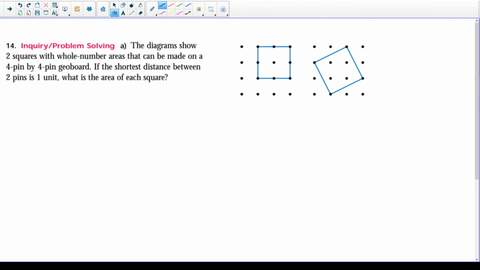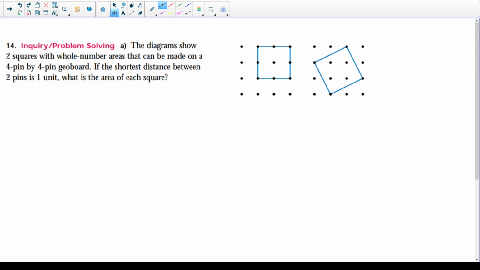So this is a thinking inquiry question that was in one of the last questions of the section in the book. I found it interesting that they threw this question in with the exponents stuff, but let's read through it and see what it says. So the diagrams show two squares with whole number areas that can be made on a 4-pin by 4-pin geoboard. Now, please, chat, can you withhold your answers for just a couple of minutes? Because I'd like everybody to get a good chance to think about this before they have to read any of the answers, okay?